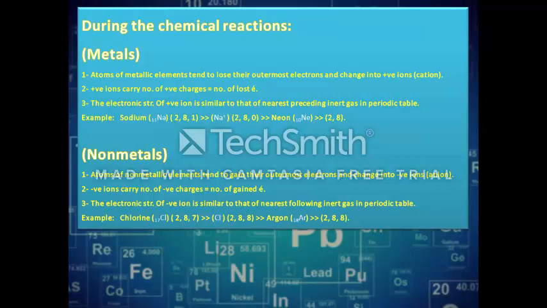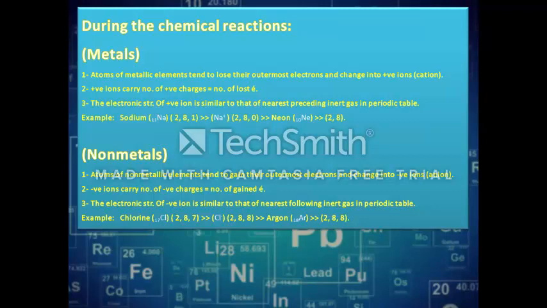Nonmetals. Atoms of nonmetallic elements tend to gain electrons in their outermost level and change into negative ions called anions. Negative ions carry a number of negative charges equal to the number of gained electrons. The electronic structure of a negative ion is similar to that of the nearest following inert gas in the periodic table.